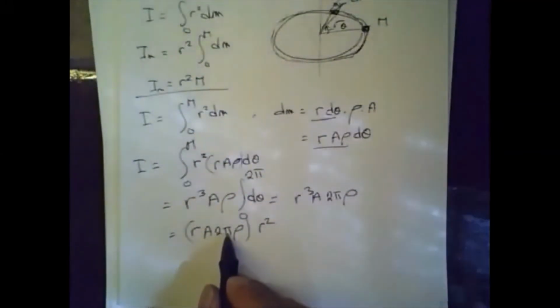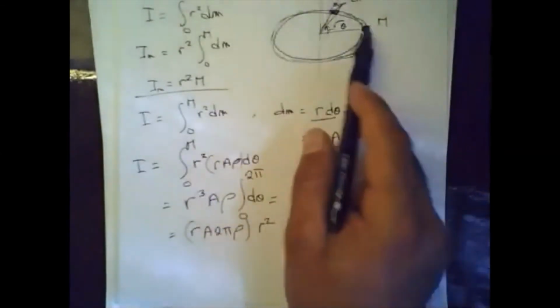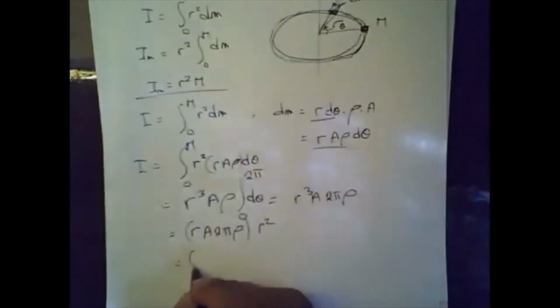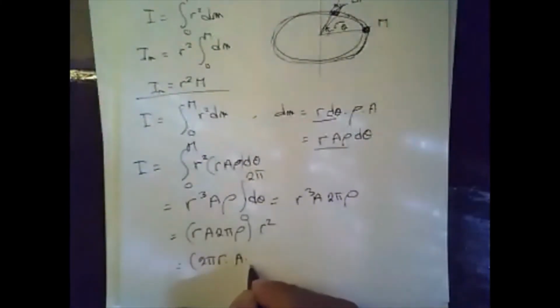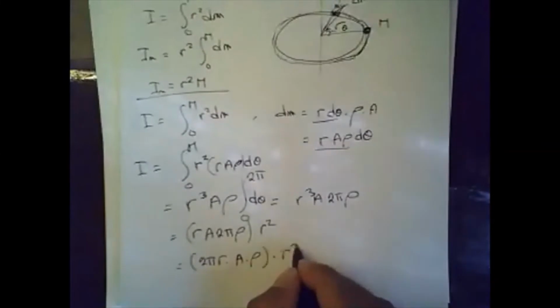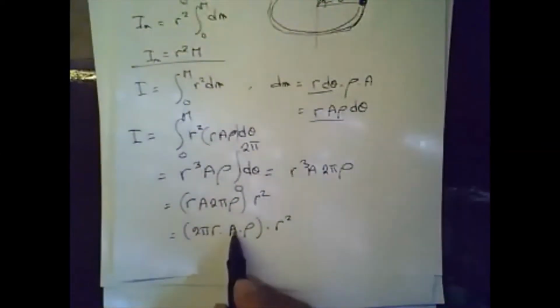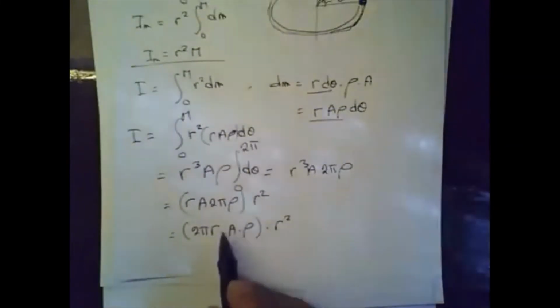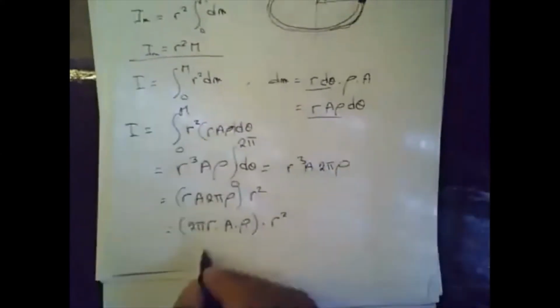Why is that? Because 2 pi r is the perimeter of this ring. So I'm going to rearrange that: 2 pi r, the perimeter, multiplied by the area, multiplied by the density, multiplied by r squared. The perimeter multiplied by the area essentially gives you the volume of this wire, or the ring that is wrapped. So the volume times the density is going to be equal to the mass.